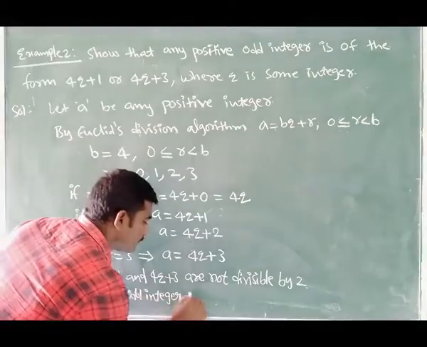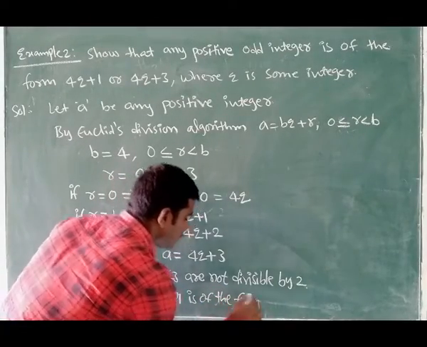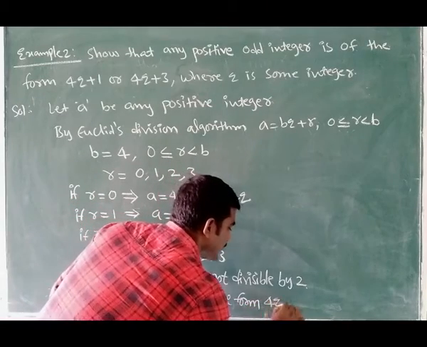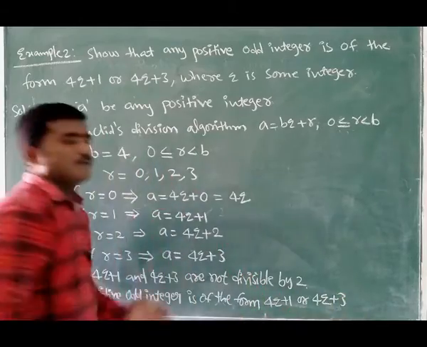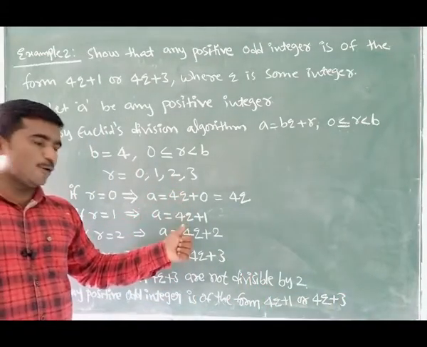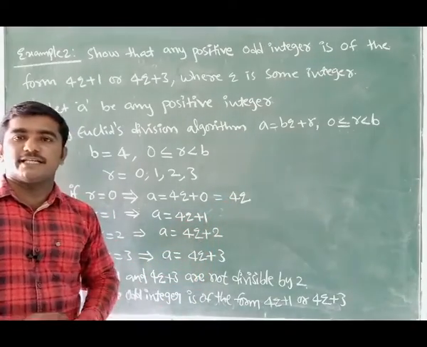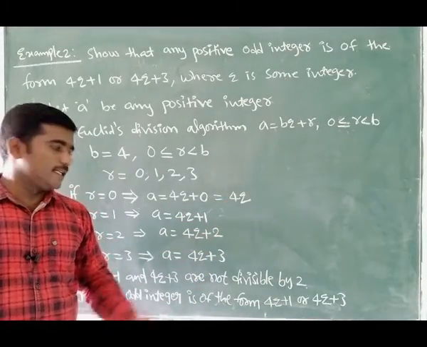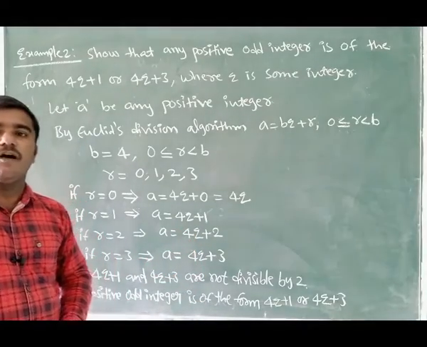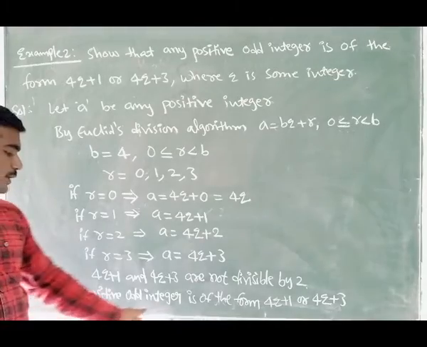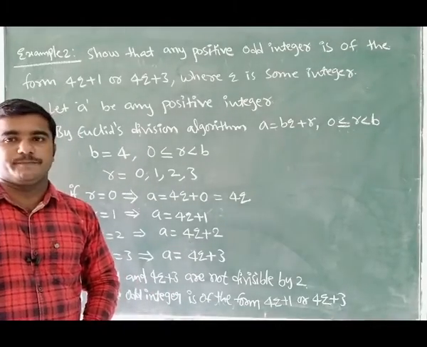is of the form 4Q plus 1 or 4Q plus 3. We got 4 cases here: 4Q, 4Q plus 1, 4Q plus 2, and 4Q plus 3. This 4Q and 4Q plus 2 are divisible by 2. They are the even integers. This 4Q plus 1 and 4Q plus 3 are not divisible by 2. They are odd integers. Therefore, any positive odd integer is of the form 4Q plus 1 or 4Q plus 3.